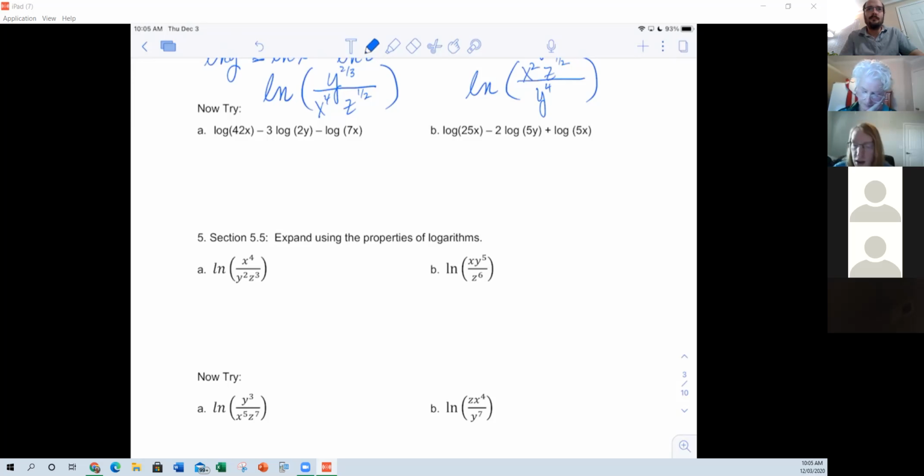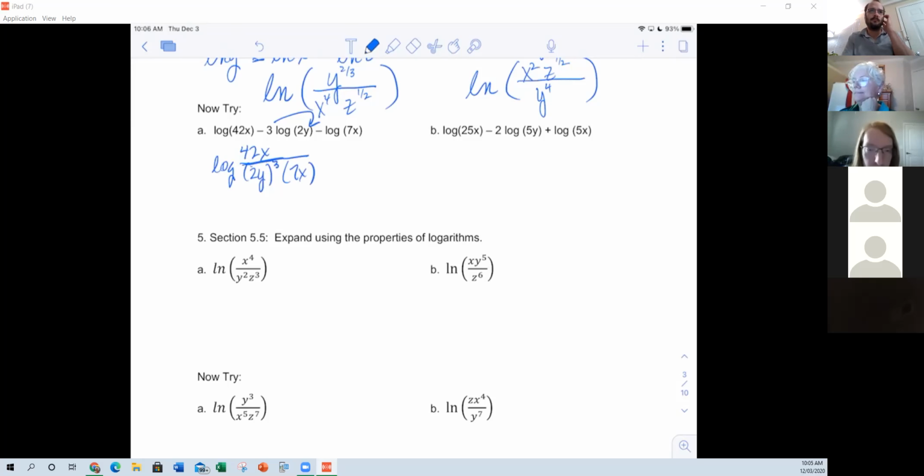So first, I combine the first two logs into log 42x divided by 2y cubed. And I move the 3 in front of the second log to an exponent. All right, and then I took the third log and did what you said and just put it in the denominator instead of the more complicated adding another division bar. Good.